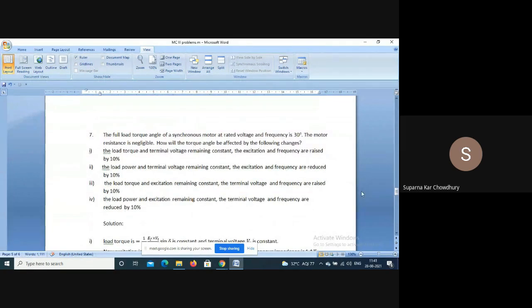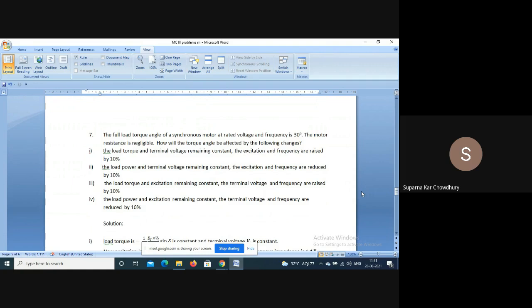Now for the next one, it is given that the full load torque angle of a synchronous motor at rated voltage and frequency is 30 degree. That is, delta is 30 degree given. The motor resistance is negligible. How will the torque angle be affected by the following changes?